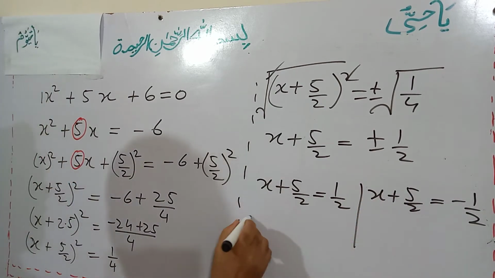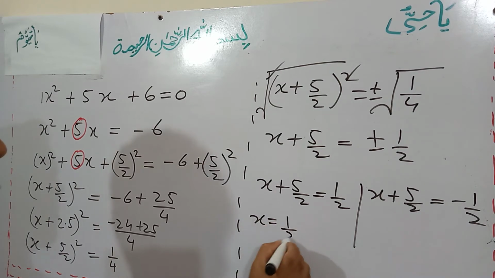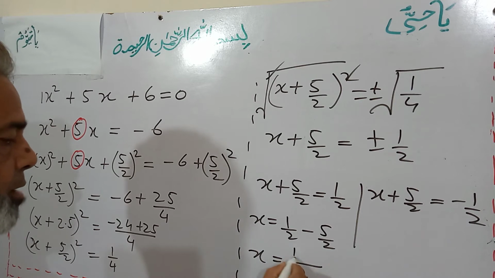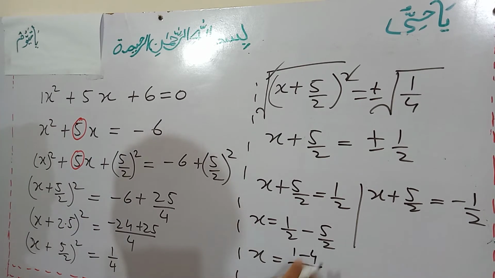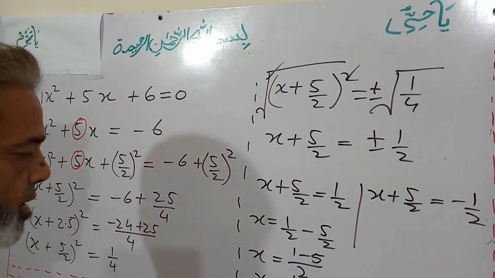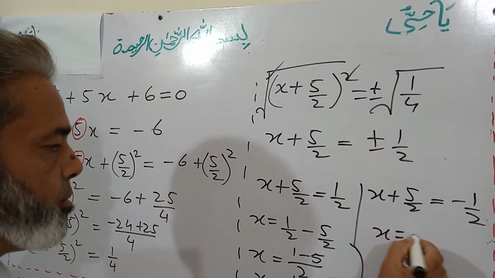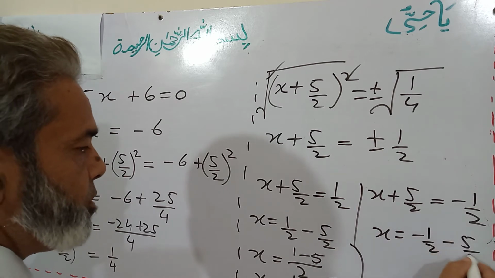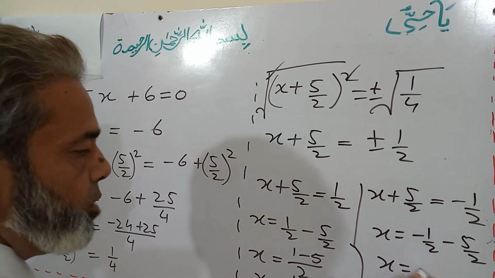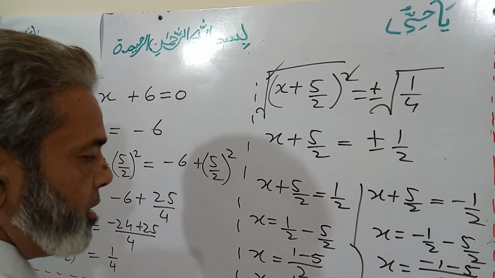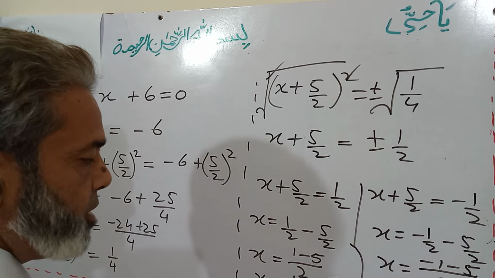x = 1/2 - 5/2. x = (1 - 5)/2, taking the LCM. So x = -4/2, that is equal to -2, the final answer. For the second, x = -1/2 - 5/2. So x = (-1 - 5)/2, so x = -6/2. This is x = -3.